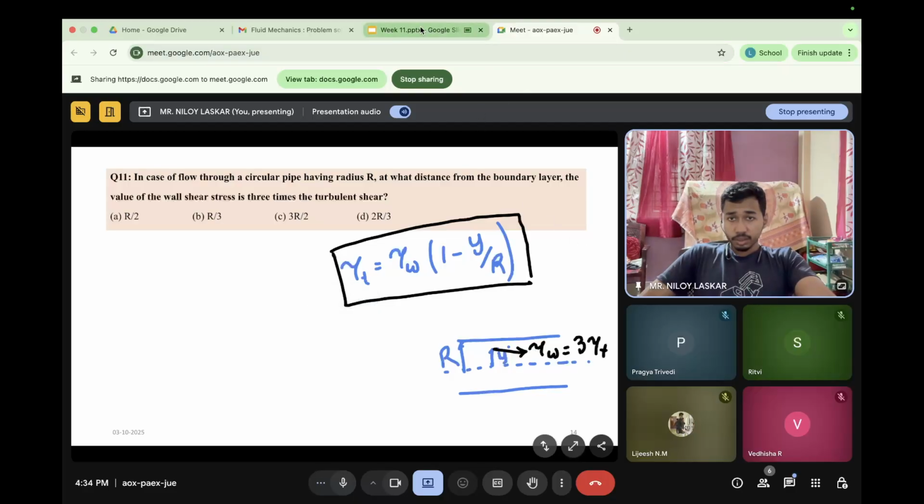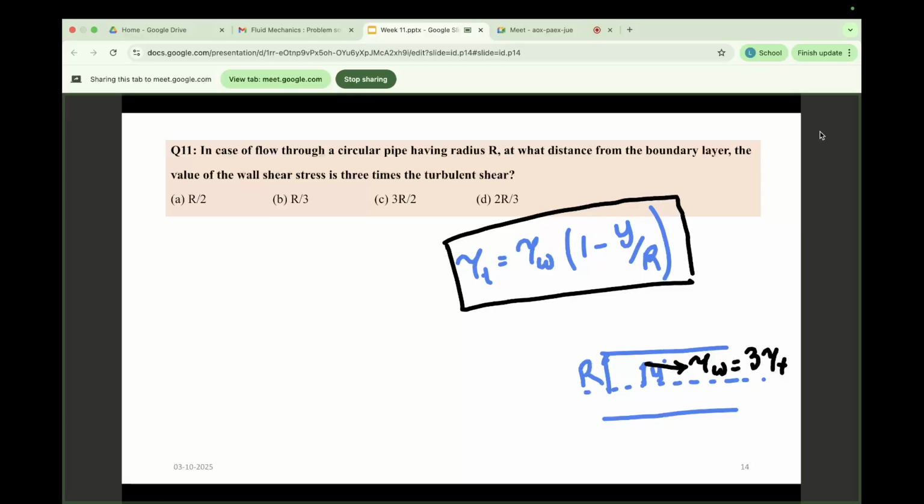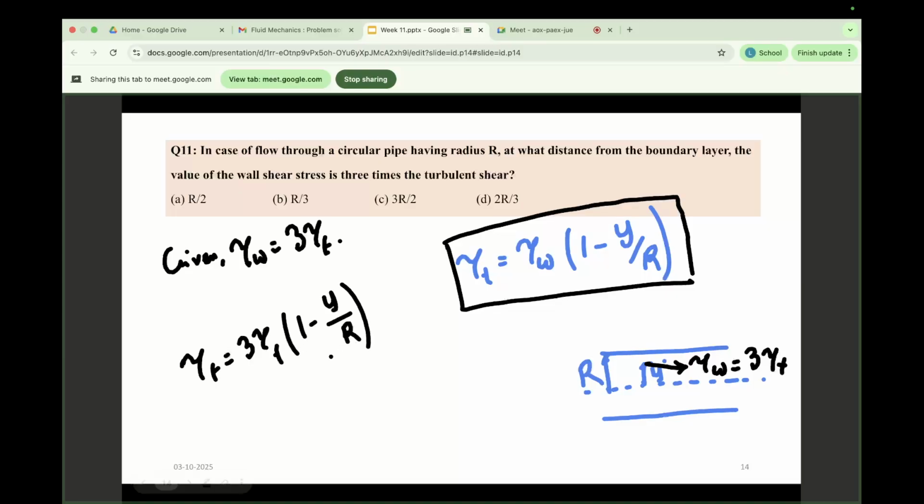Yes. So just remember this formula. So in the question, what is given? Given shear stress at the wall is 3 times that of tau T. So from this formula, I can write tau wall is 3 tau T, times 1 minus Y by R, right?